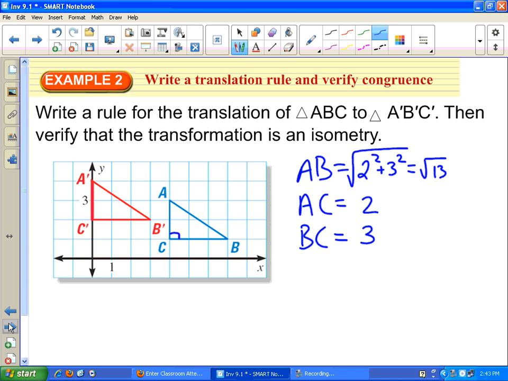Now we've got to check the red one. A prime, B prime, A prime, C prime, B prime, C prime. What is the distance of A prime, C prime? 2. That's because that is the up 3, the third point up. What's the distance of C prime, B prime? 3. And again, if we do A prime, B prime, you're going to get square root of 13.